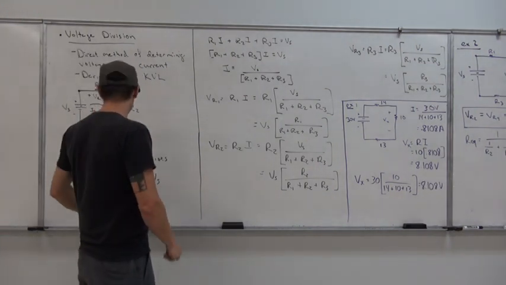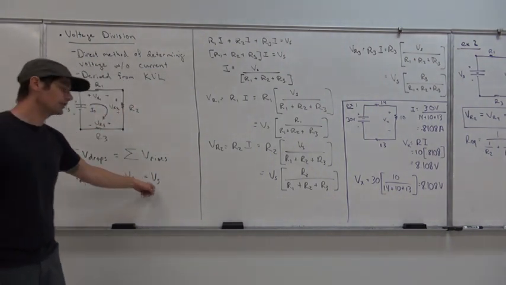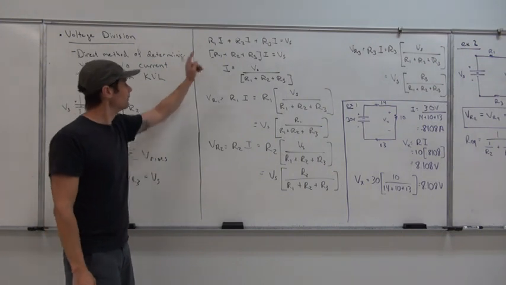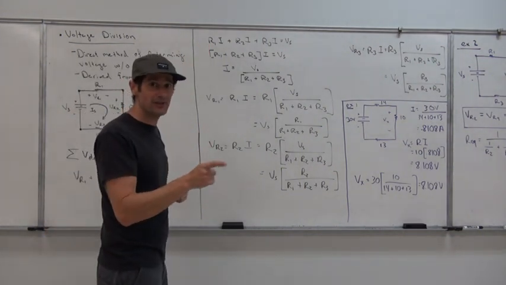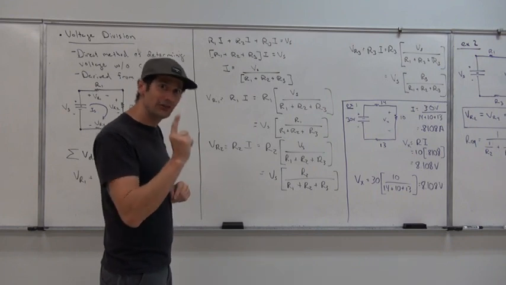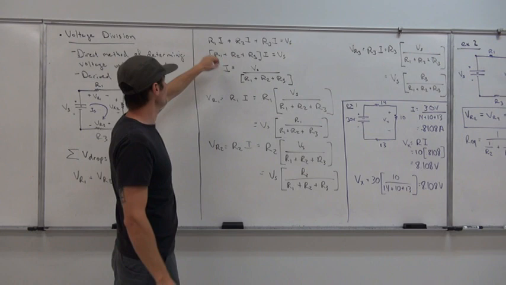I took the KVL equation here, VR1 plus VR2 plus VR3 is equal to Vs. I went ahead and expanded that by Ohm's law for each element. Now remember, series elements have the same current, different voltages. So here, our common variable is I.